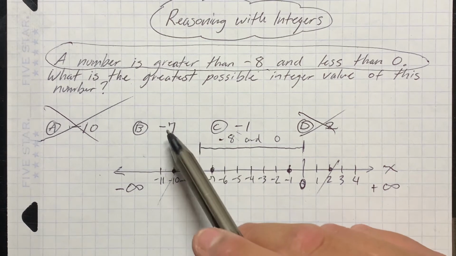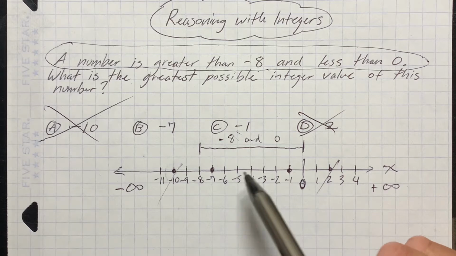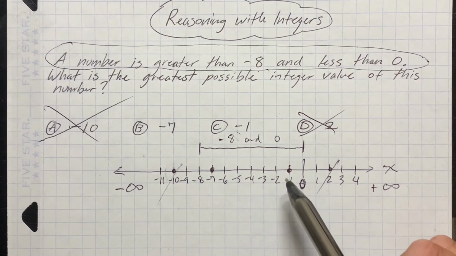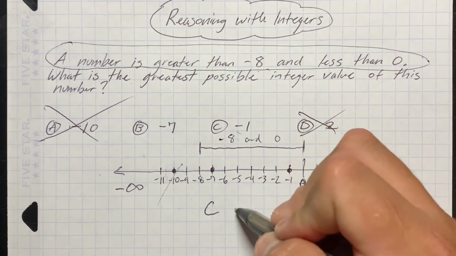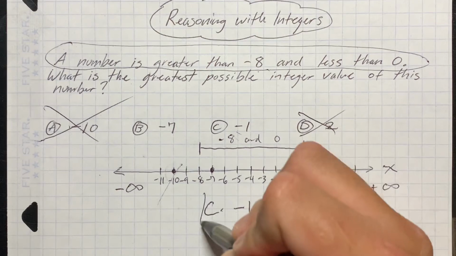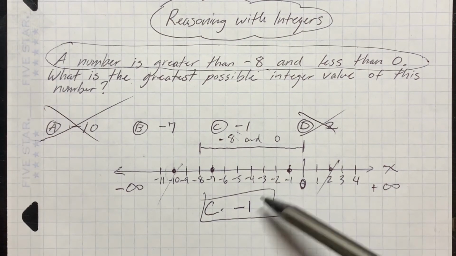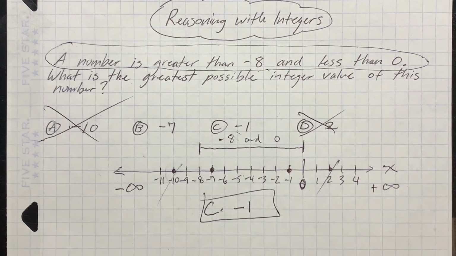Well, if we compare -7 and -1, we see that -1 is on the right side and closer to the origin. So that's going to be the bigger number. So the correct answer is C, -1. That is the correct answer because this is the greatest possible integer value of this number, according to what's being written here.